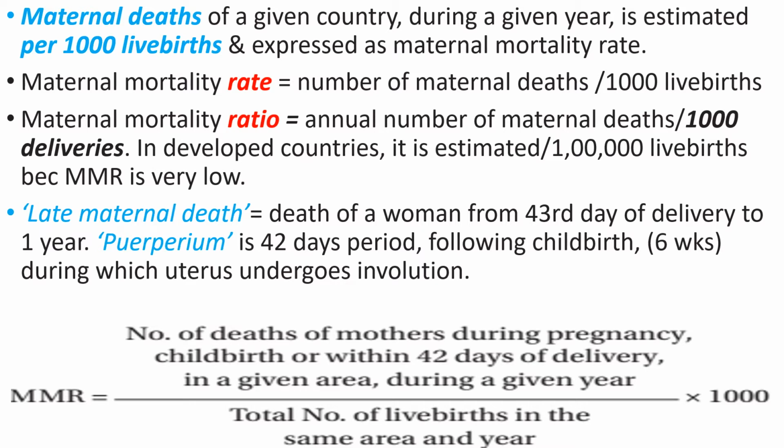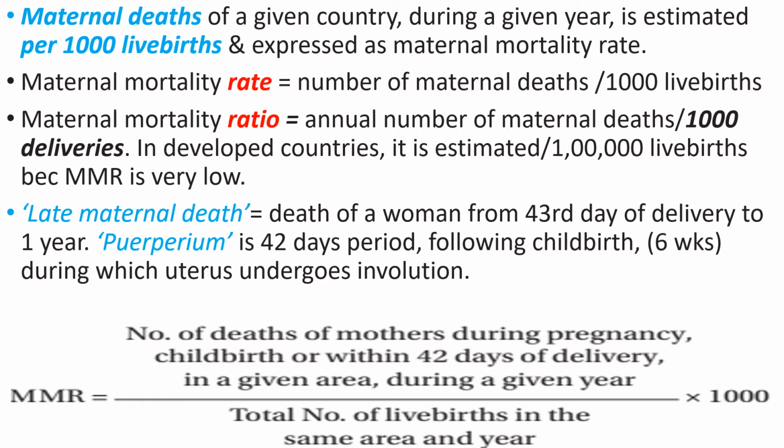Maternal mortality ratio is annual number of maternal deaths per 1,000 deliveries, not for live births, but for deliveries. In developed countries, it is estimated per 100,000 live births because maternal mortality rate is very low. Late maternal death is death of a woman from 43rd day of delivery to 1 year. Puerperium is the 42 days period following childbirth. It is 6 weeks during which uterus undergoes involution. So late maternal death is the death after puerperium.